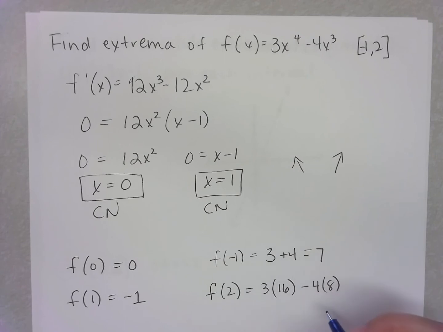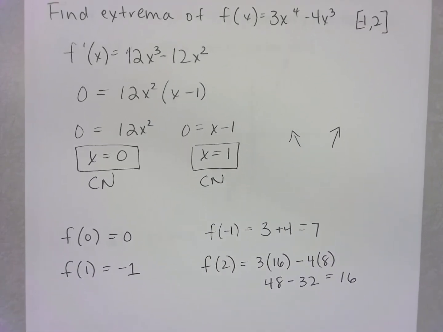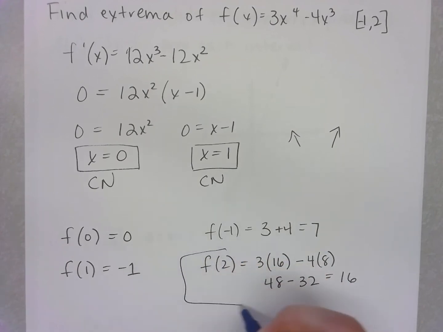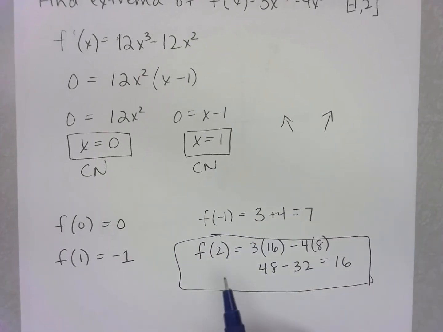All right, so I get 48 minus 32, which is 16. So I've evaluated my critical numbers and my endpoints, and now I'm going to look at what my biggest y value is. Well, my biggest y value is right here, right? So my maximum occurs at x equals 2, and it's 16.